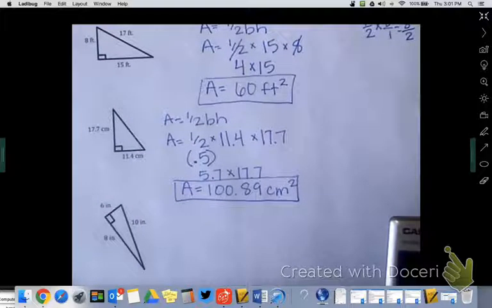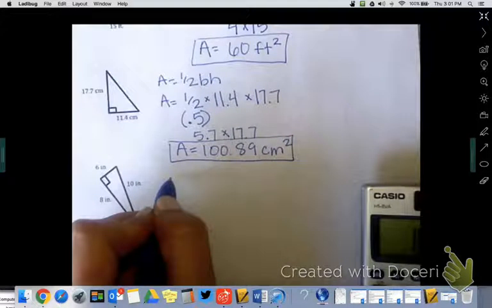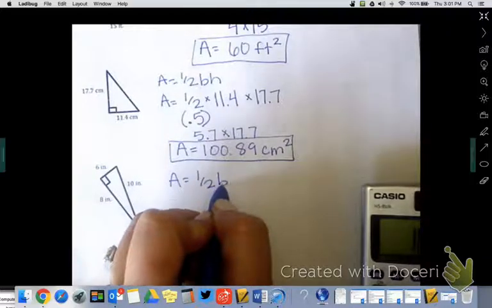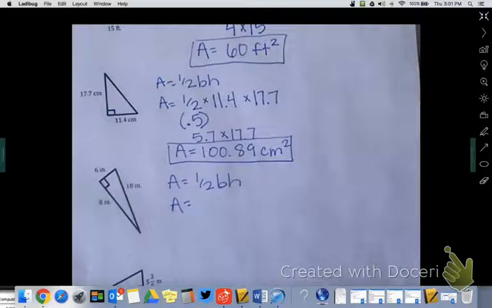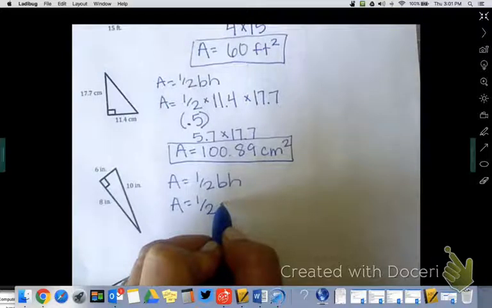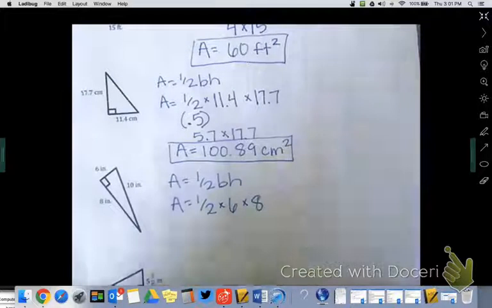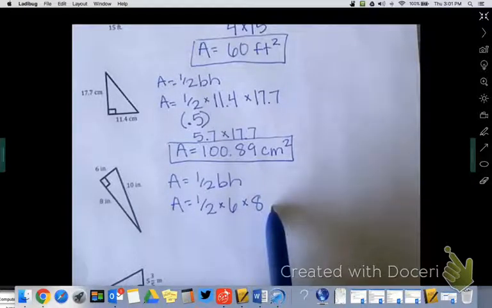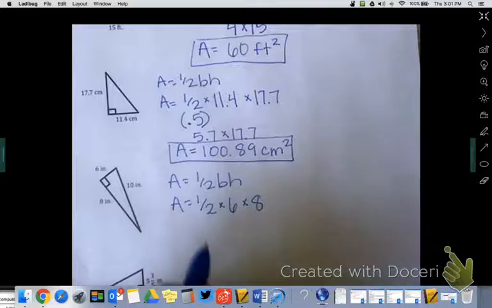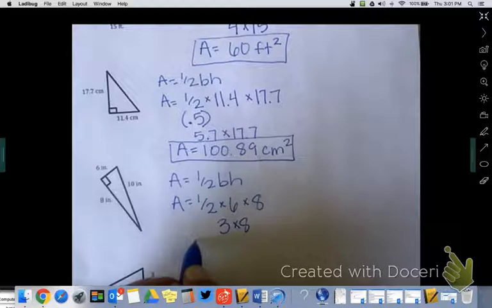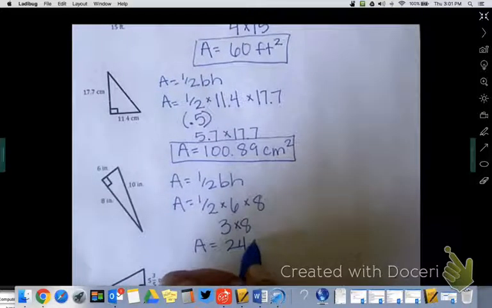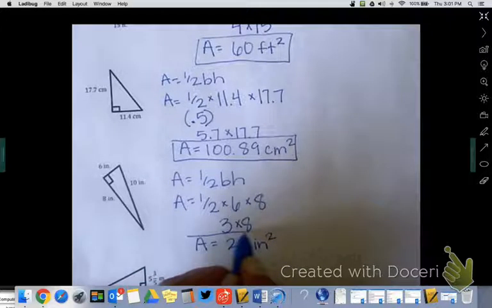Okay, let's take a look at the third example. Start with your formula. Area equals 1/2 times the base times the height. Plug in your numbers. Now remember, it doesn't matter which direction your triangle is facing. The height and the base are going to make a 90-degree angle. So 1/2 times 6 times 8. Again, you really could switch the order of the 6 and the 8. It doesn't make any difference. So half of 6 is 3, and 3 times 8 is 24. So my answer is the area equals 24 inches squared.